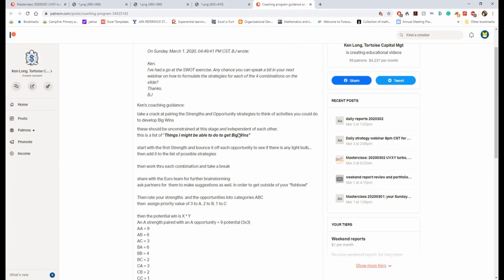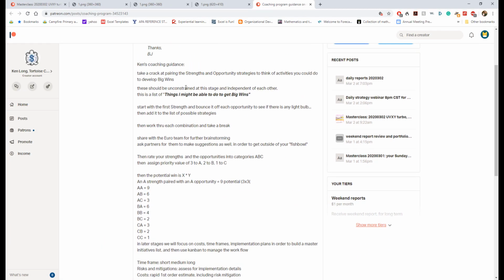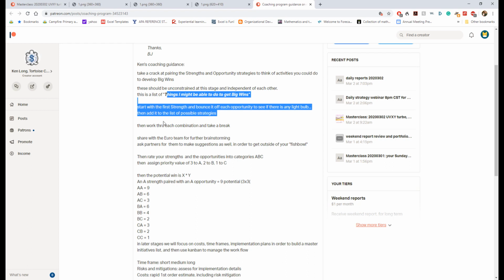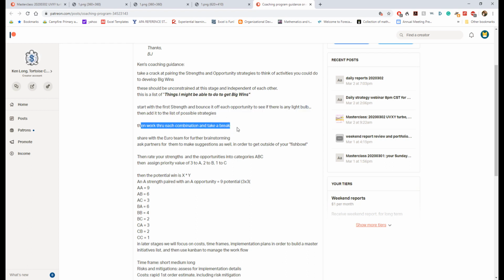Well, this is now the next piece of guidance. So start with how do I get the big wins? That's strength on opportunities, right? And then work through each of those combinations and then take a break.